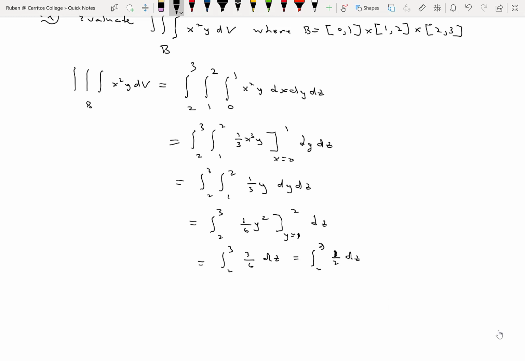My 2, my 1, and my 3 just look like 1 or 3. So the integral of 1/2 with respect to z is 1/2 z, and z varies between 2 and 3. And 3 minus 2 is 1. So this integral has the value of 1/2 with no particular units assigned to it. We don't know what the units of the function x squared y are. We can't really assign any kind of final units to this.